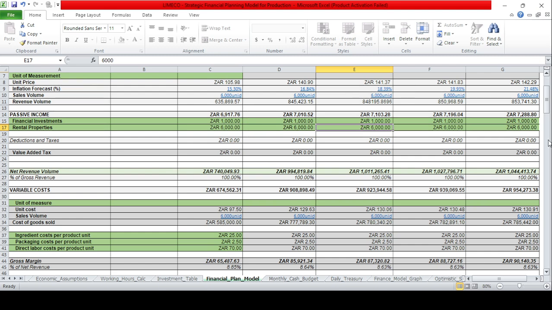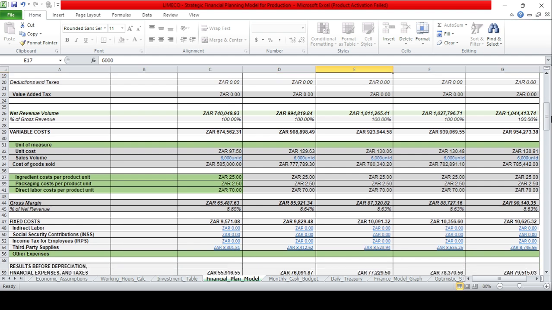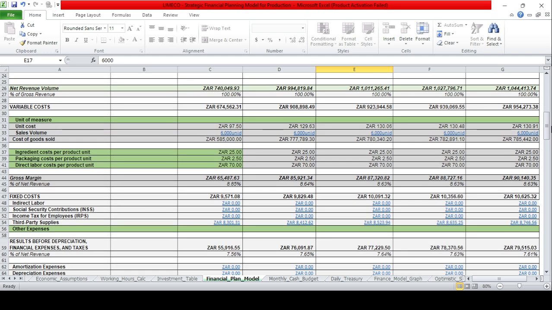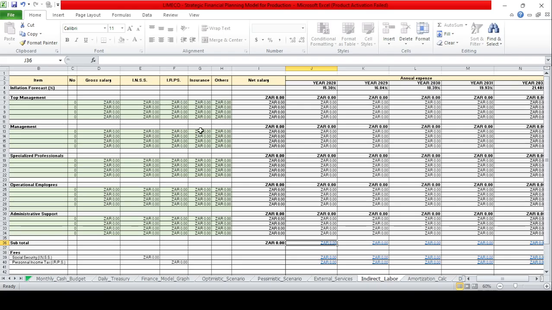Now the VAT. The VAT is below 1 million rands, so we don't need it. And what more? Indirect labor. Go to the indirect labor. For example, we have one director.